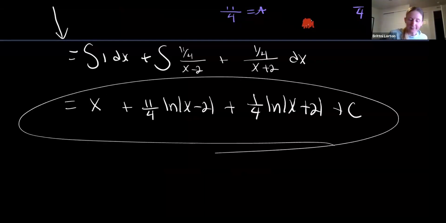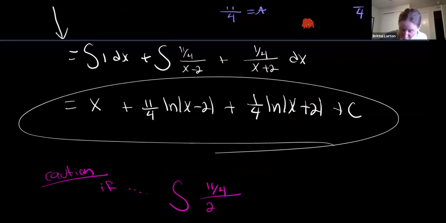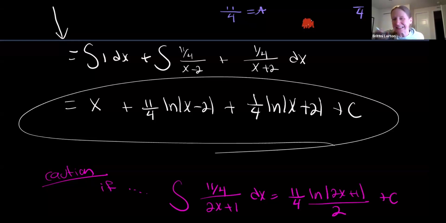Ta-da! It might be a good time to throw out a real good caution. What if you ended up with somewhere an 11/4 over 2x plus 1? 11/4 is a constant multiple on the numerator, so it stays. And it is linear on the bottom, so it does become ln. But don't forget to divide by the constant multiple of 2 of that inside part. So just be careful with that. We haven't seen a whole lot of that in this video yet.